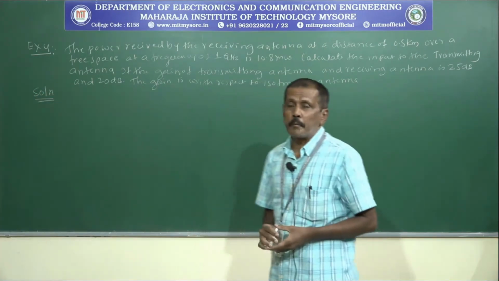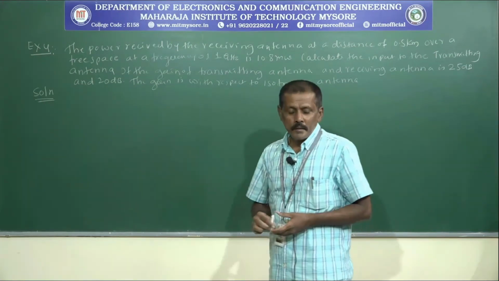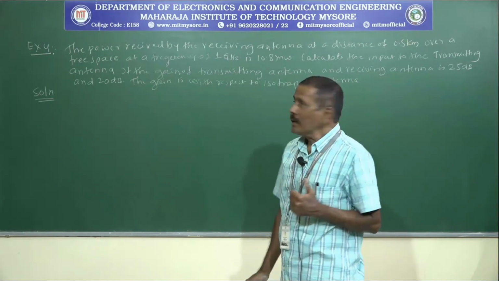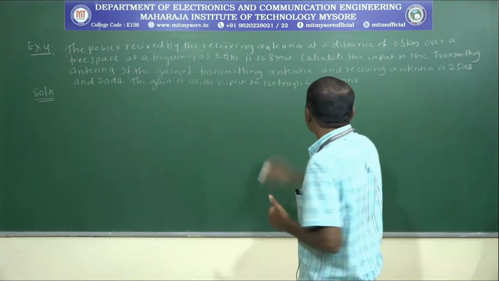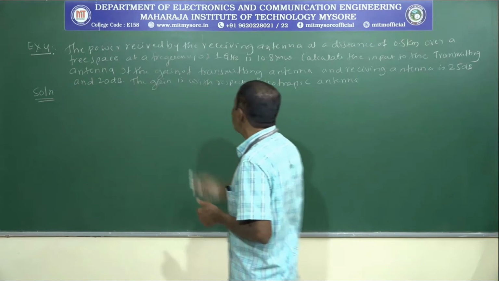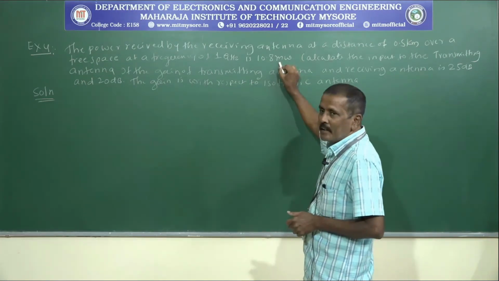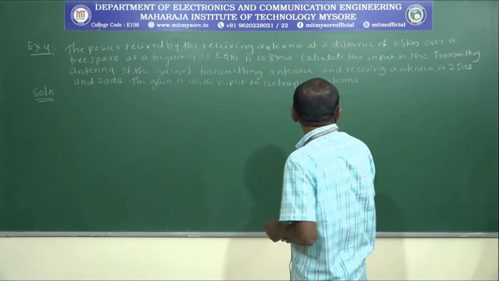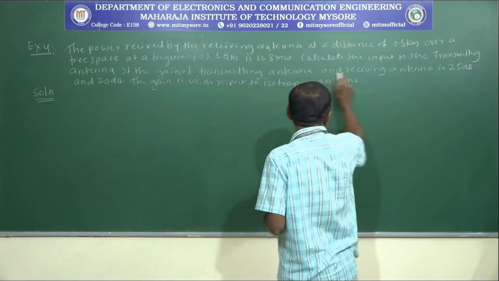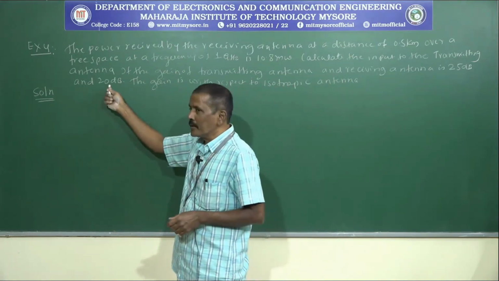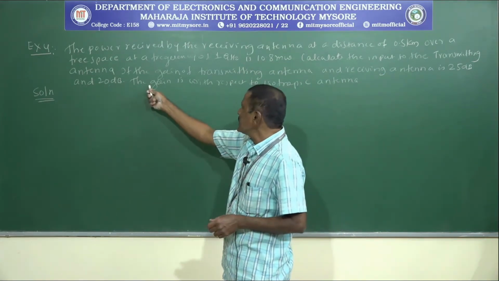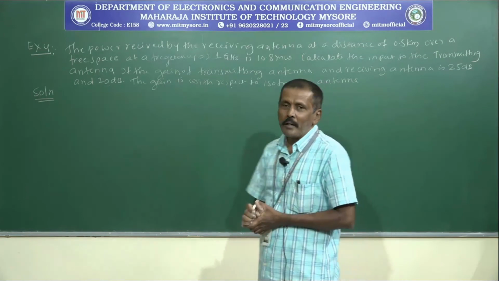Now, let us solve one problem, and this problem is based on the Friis transmission formula. The power received by the receiving antenna at a distance of 0.5 km over free space at a frequency of 1 GHz is 10.8 milliwatts. Calculate the input to the transmitting antenna if the gain of the transmitting antenna and the receiving antenna is 25 dB and 20 dB. The gain is with respect to the isotropic antenna.